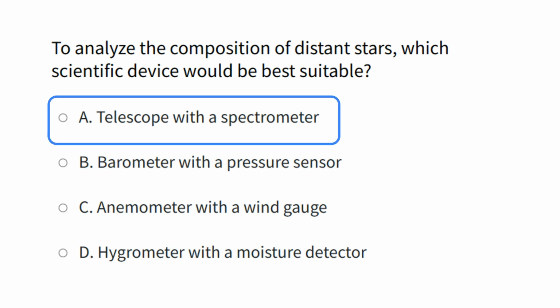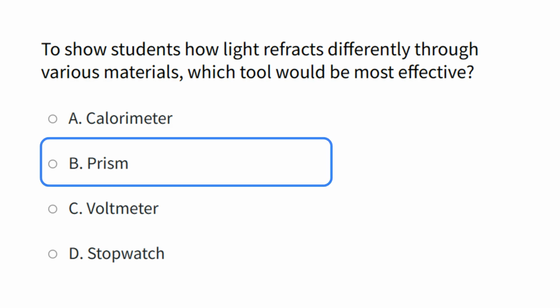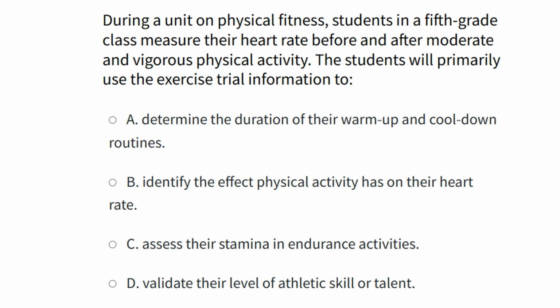Telescope with a spectrometer. For question 9, to show students how light refracts differently through various materials, which tool would be most effective? A. Calorimeter. B. Prism. C. Voltmeter. D. Stopwatch. The correct answer is B. Prism. And finally, our last question.